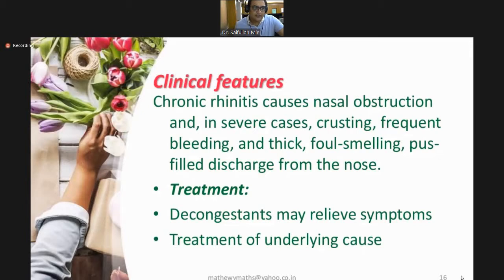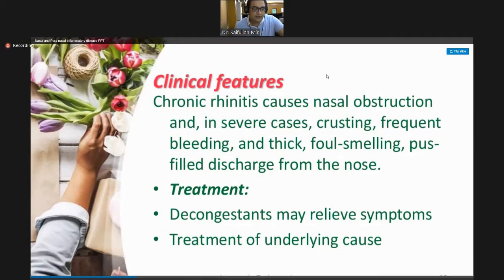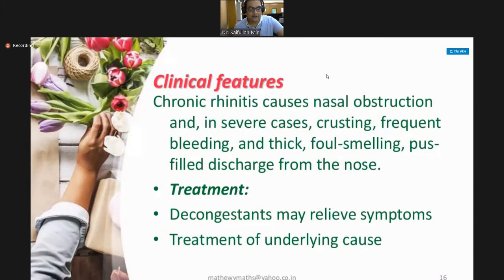So decongestants may relieve the symptoms. Treatment of the underlying cause, as in if there's an anatomical abnormality, then you have to fix the nasal septum. Decongestants, you should use with extreme caution, not more than 2 days.